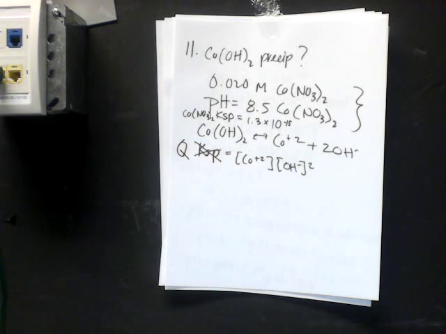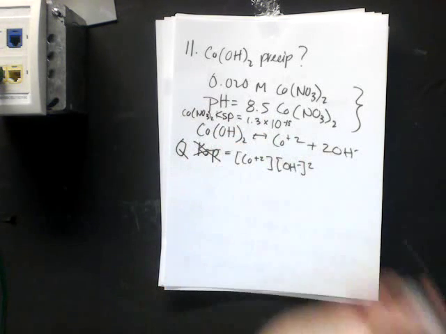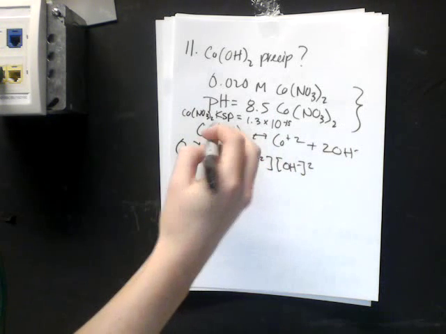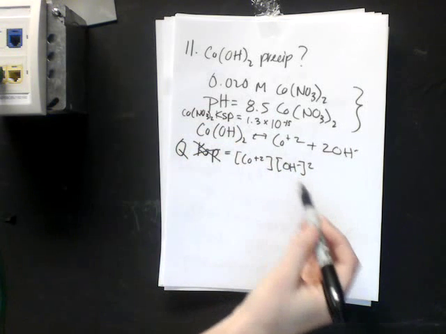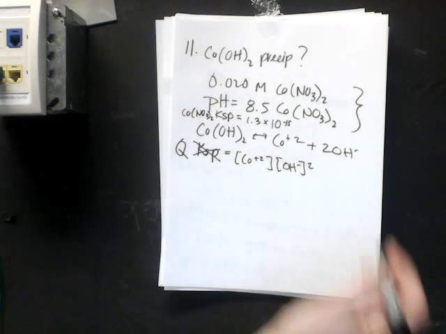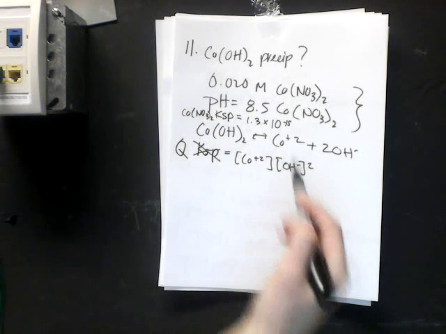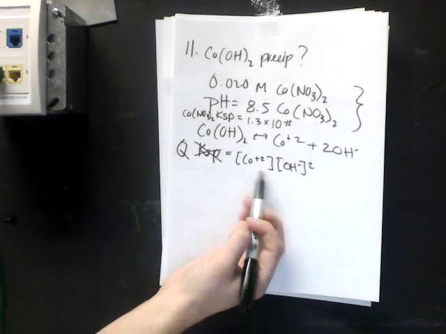What does Q mean? I'm confused. It's not Ksp. What is Q? It's exactly the same thing as Ksp. We just call it Q to say that we're talking about two different substances. Ksp is talking about the cobalt hydroxide given to us, and Q is talking about what we're finding. So we literally set it up exactly the same way. Q and Ksp mean the same thing. Okay? So anyway, we say Q is equal to that.